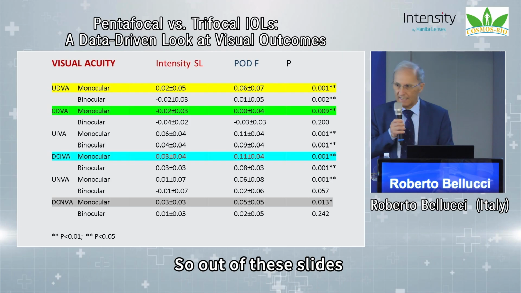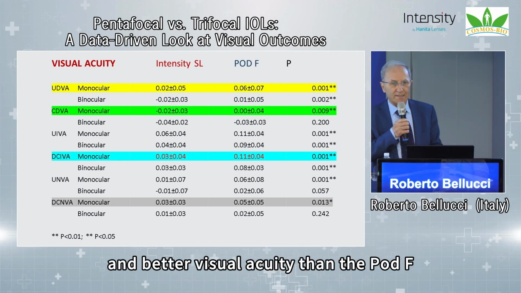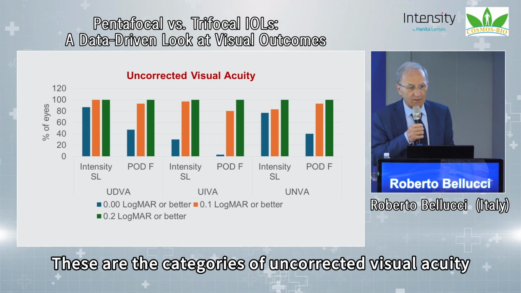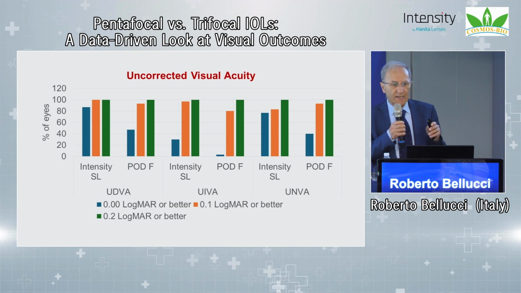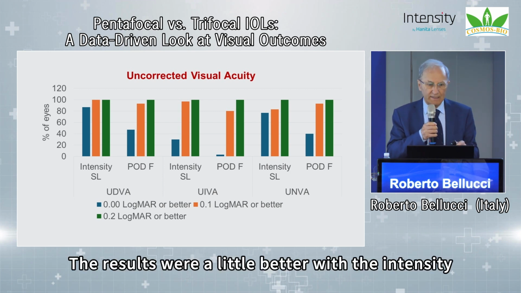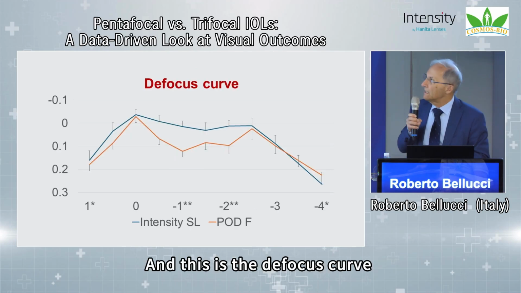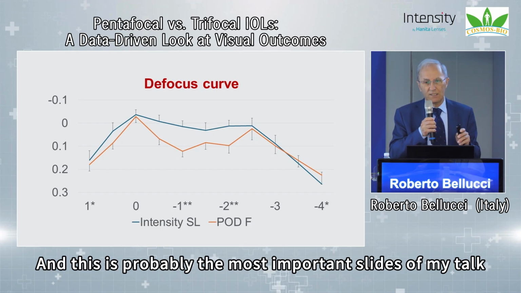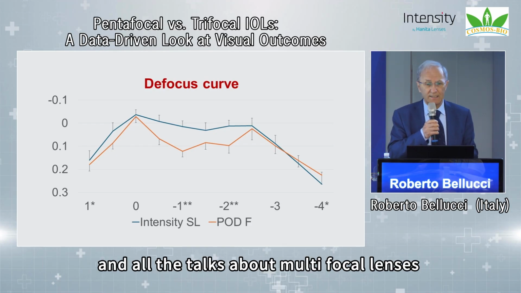So out of these slides, I understood that the Intensity gives a flatter defocus curve and better visual acuity than the PODEF. These are the categories of uncorrected visual acuity, and definitely the results were a little better with the Intensity than with the PODEF. And this is the defocus curve, and this is probably the most important slide of my talk and all the talks about multifocal lenses.